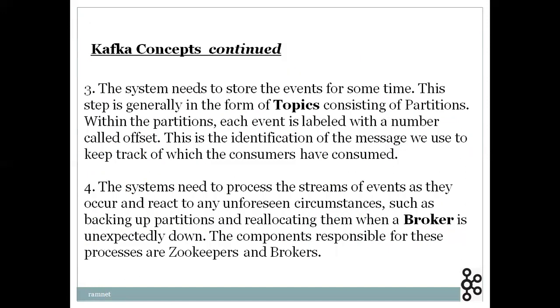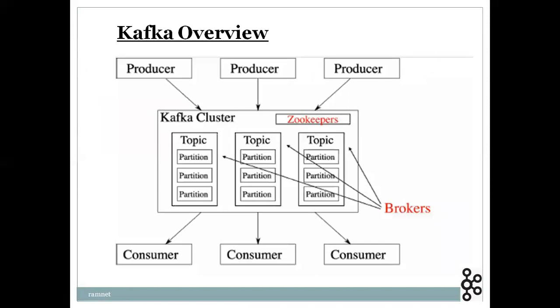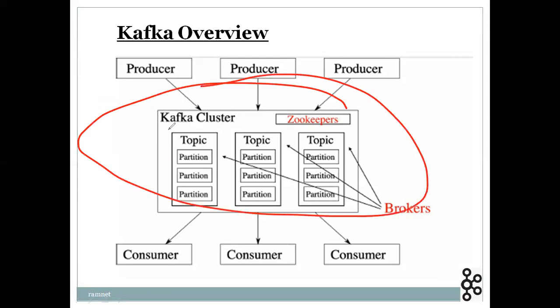Next, this is the Kafka overview. This is the producer, and this is the cluster. In the cluster, there are many topics. Say there are 1, 2, 3 topics. Three topics means three different kinds of network information we are going to get from different networks, different subnets.